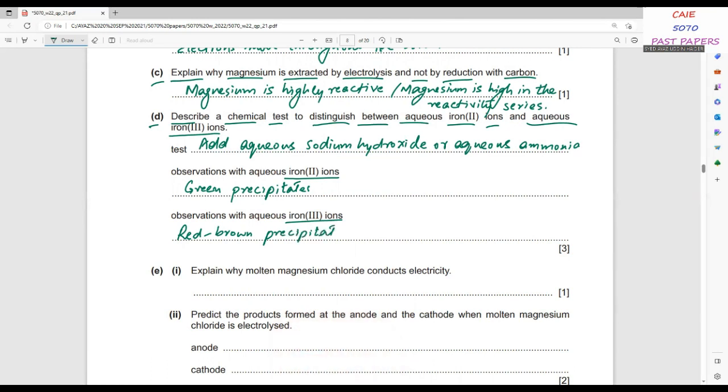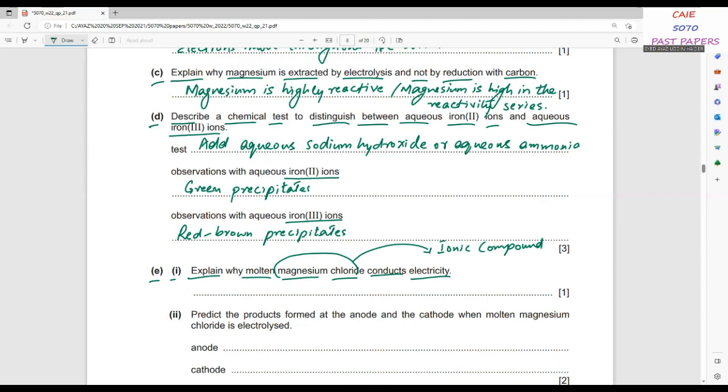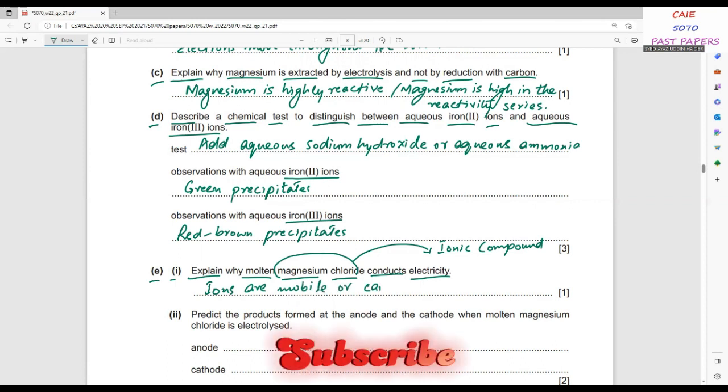E. Number 1. Explain why molten magnesium chloride conducts electricity. Magnesium chloride is an ionic compound, and ionic compounds conduct electricity either in the molten state or when dissolved in water. And there's only one reason: whenever their ions become free. So you write ions can move, or ions are mobile.